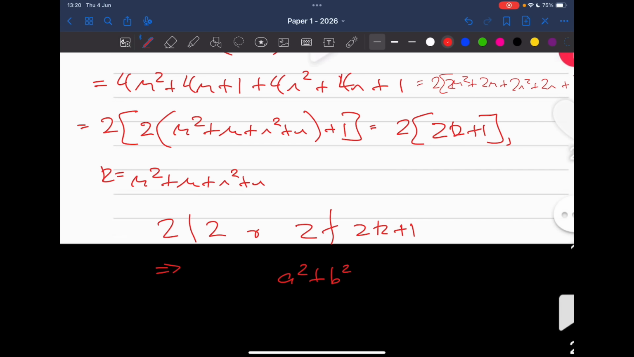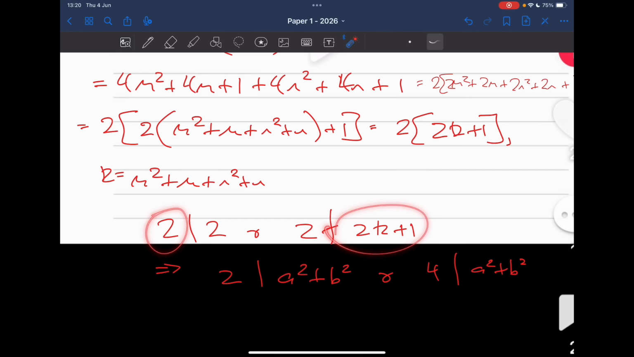So what we have, I don't think we even need that first bit, but what we have is that a squared plus b squared is a multiple of 2, but it's not a multiple of 4. Because this is just a 2, and this is odd. So 2 times an odd thing is a multiple of 2, but not a multiple of 4.